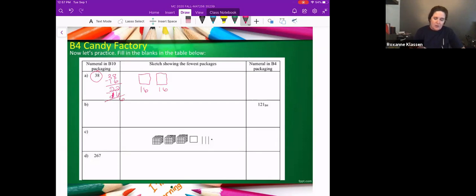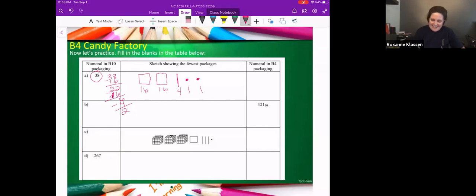So the next, I'm going to have to go down a box size, right? So I'm going to go to my longs. So I'm going to make one long, which is 4 candies, and then I have 2 left. So that's what my packaging looks like. So that's 38 candies. This is what it looks like in my boxes. So how do I write my number in B4? What would I write?